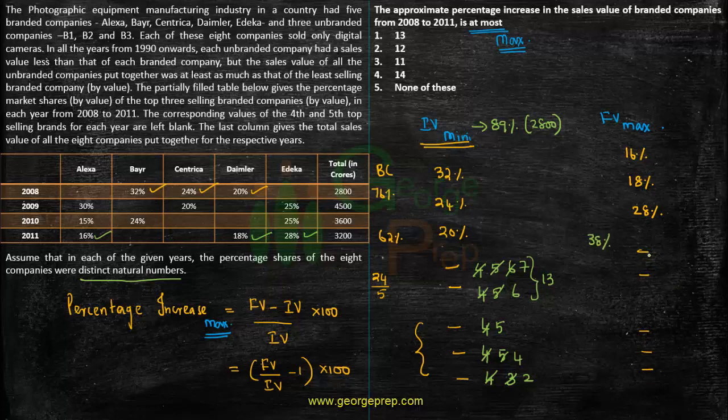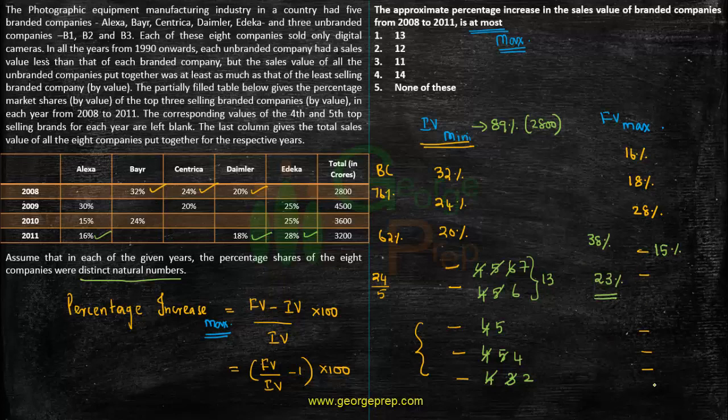So let's look at the 4th company. Now the maximum percentage share this company can have cannot cross any of these values. So looking at the smallest value here, which is 16%, I can say the maximum for this can be 15%. It cannot be more than that because it is the 4th company. It cannot be more than the 3rd company. Now once I've given 15% here, 38 minus 15, we are left with 23%.